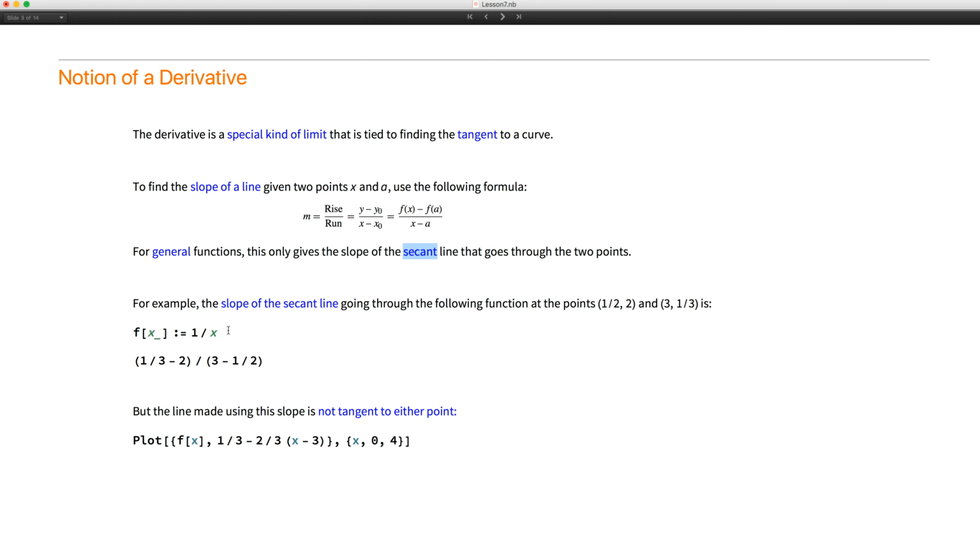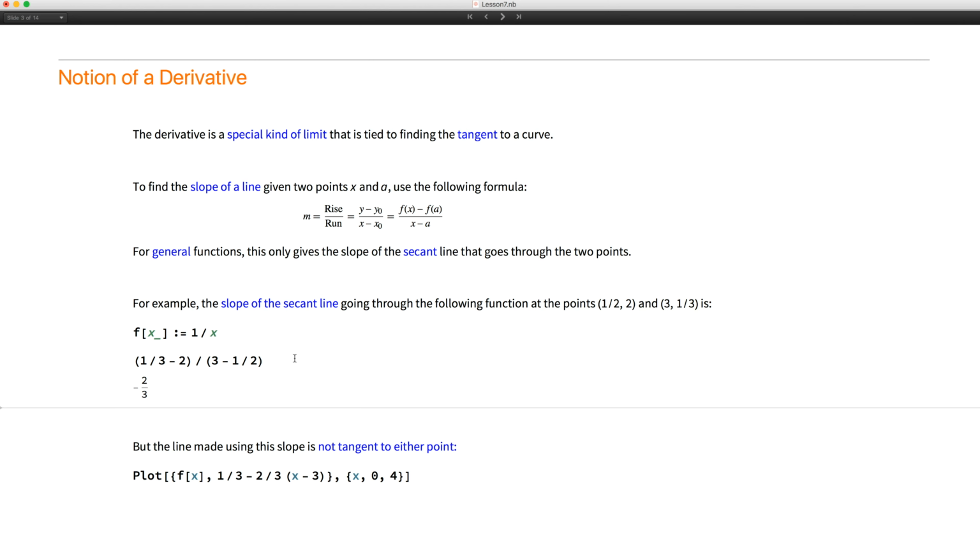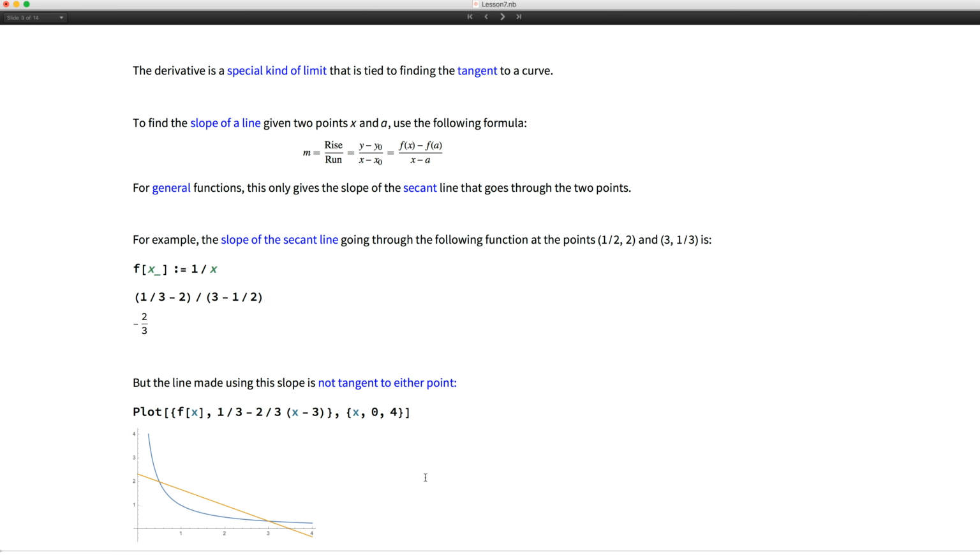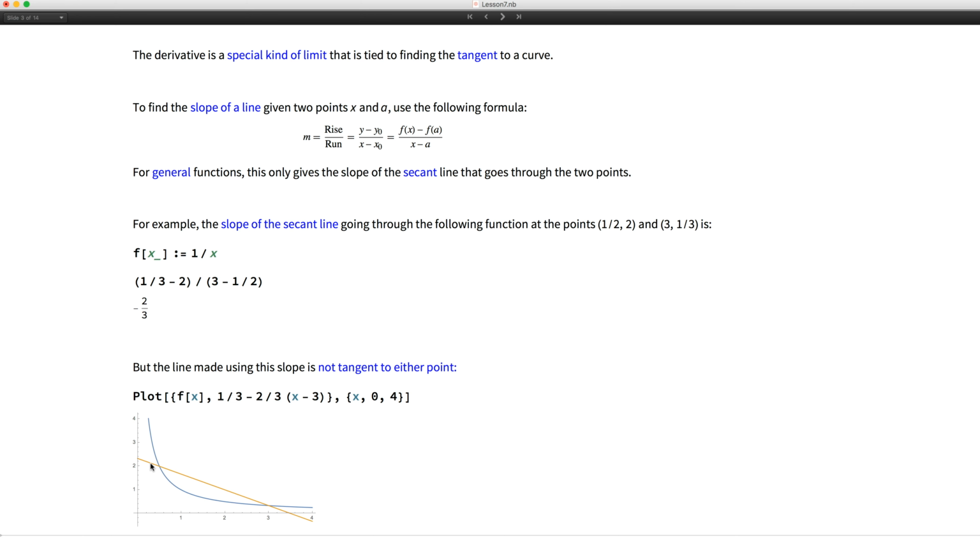So let's see that. Here's a function f of x equal to 1 over x, a very simple function, and let's take 2 points on it, 1/2 and 2, and 3 and 1/3, and work out the slope of the secant line joining those 2 points. That's negative 2/3. Now if you draw the graph of the function and that secant line, you see that it's not quite what we need. It's just a little too far off to be useful. So what's missing here is that the 2 points need to be really close by, and so really what we need is the notion of limits that we studied earlier on.